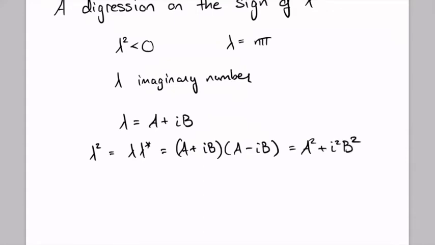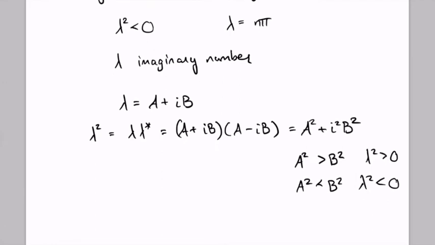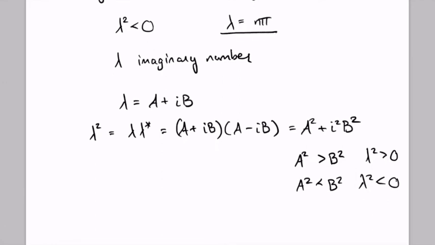And so the magnitude of that, well, it depends on the relative values of a and b, right? Because if a squared is greater than b squared, then lambda squared is positive. But if a squared is less than b squared, then lambda squared is negative. So that's how we can make sense of a negative lambda, but it still doesn't explain why we're going to end up with a positive real valued lambda.